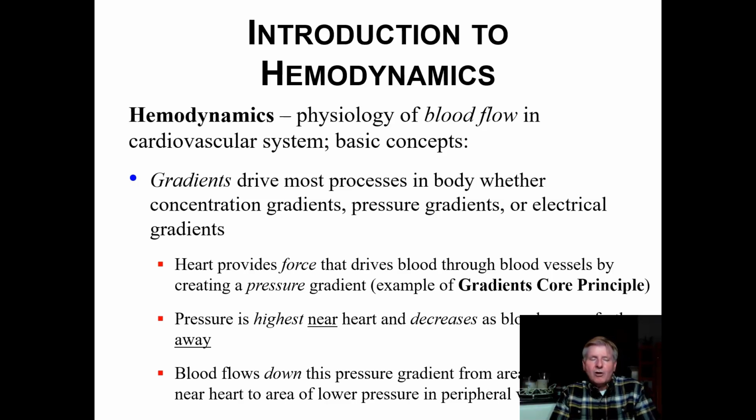Your heart is what provides the force that drives the blood through the blood vessel, and it creates a pressure gradient. So therefore your pressure is greatest near the heart, and then it starts to decrease as the blood flows away from the heart. So your blood will flow down this pressure gradient from an area of higher pressure near the heart to an area of lower pressure in your peripheral vasculature.